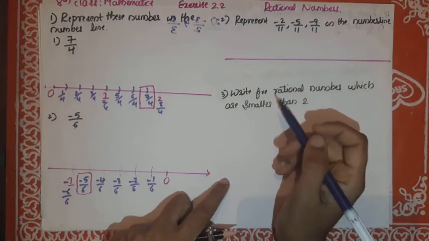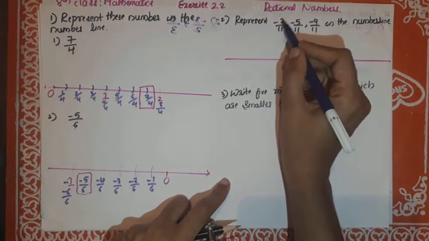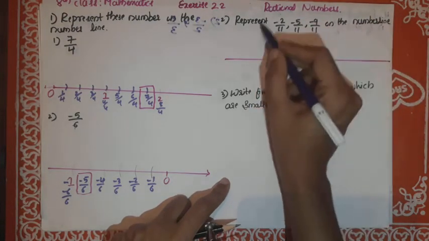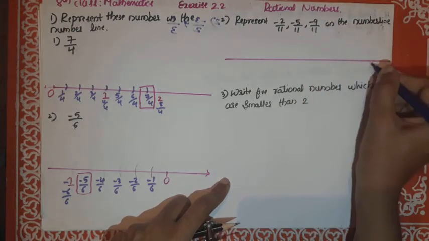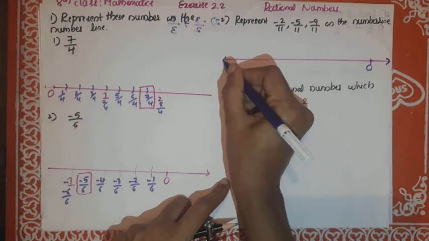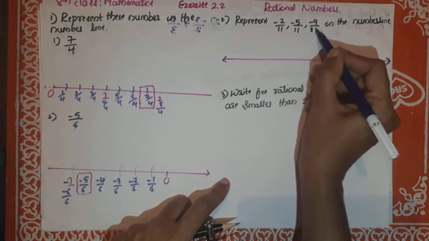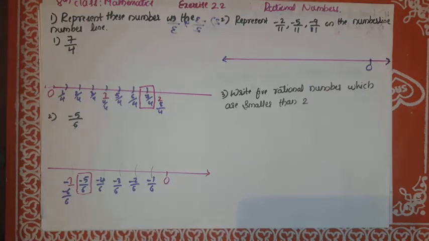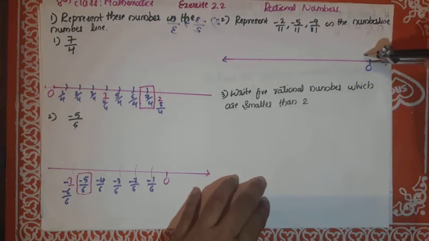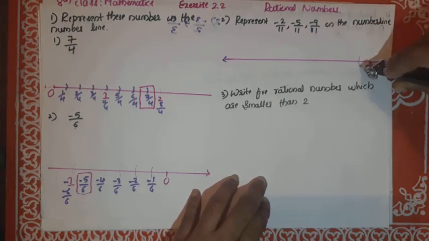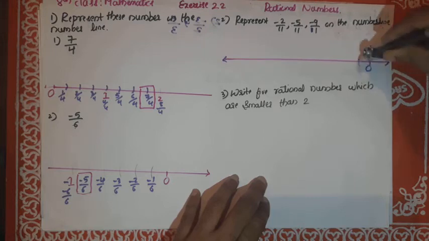The next main question is to represent minus 2 by 11, minus 5 by 11, minus 9 by 11 on the number line. These are also negative numbers. I take 0 here. Here we will have positive numbers, and here negative numbers. We need to divide into how many parts? The denominator is 11. We need to divide into 11 parts. I take equal parts here.